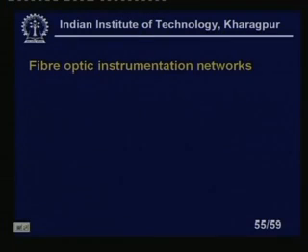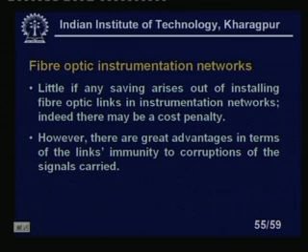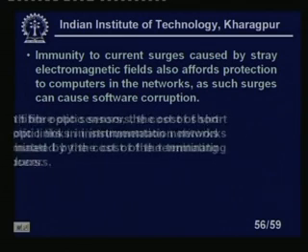Now, fiber optic instrumentation networks look like this: little or no savings arise from installing fiber optic links in instrumentation networks. Indeed, there may be a cost penalty, because many sensors are used. However, there is great advantage in terms of the link's immunity to corruption of the signal carried. Immunity to current surges caused by stray electromagnetic fields also affords protection to the computers in the network, as such surges can cause software corruption.